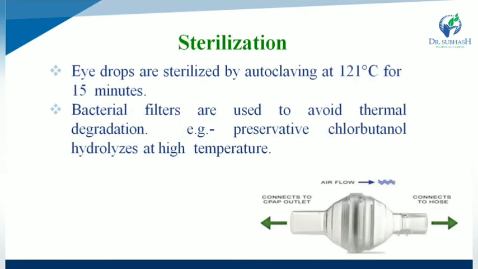Second one is sterilization. Eye drops are sterilized by autoclaving at 121 degrees centigrade for 15 minutes. So how is that sterilized? Eye drops are sterilized with the help of moist heat sterilization using an autoclave at around 121 degrees centigrade for 15 minutes, and bacterial filters are used to avoid thermal degradation. For example, the preservative chlorobutanol is hydrolyzed at a high temperature.